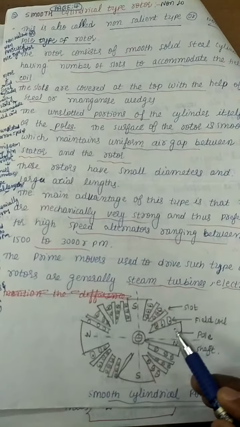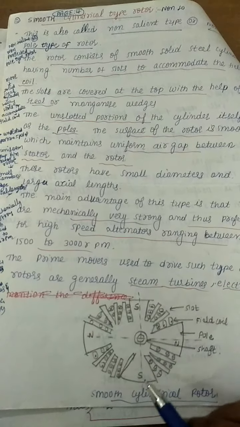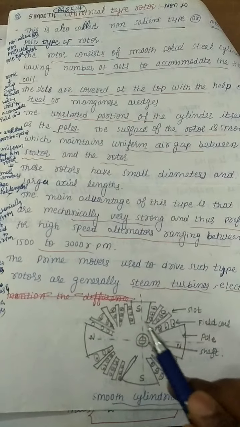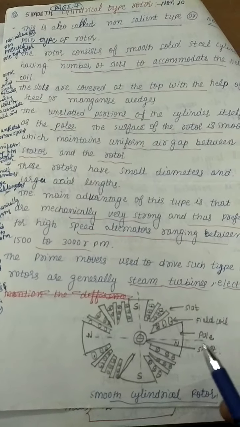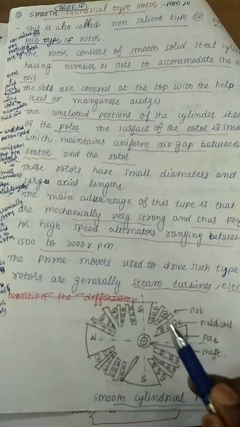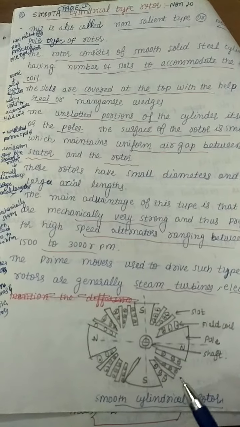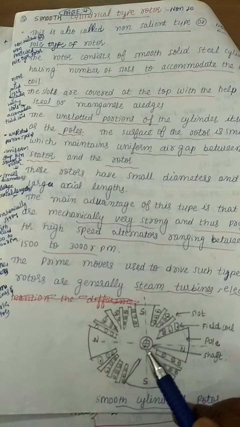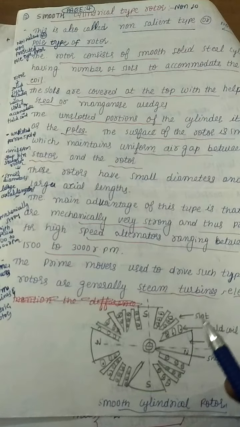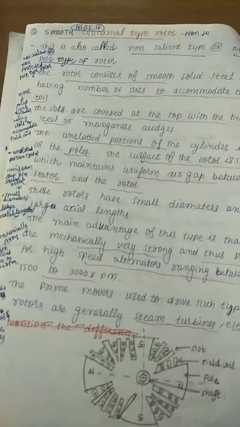In this diagram, you might observe the unslotted portion of the rotor is nothing but your pole. In the slotted portion you have the field coils, and in the center you have a shaft. Small diameter but larger axial length.